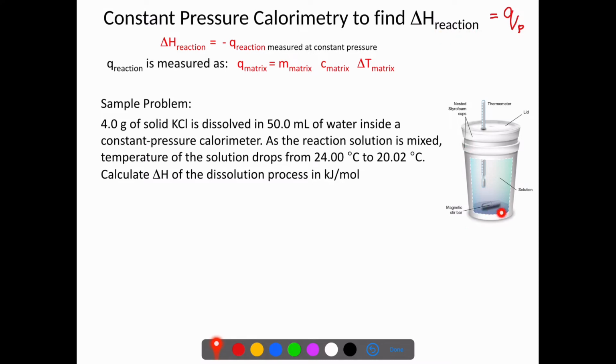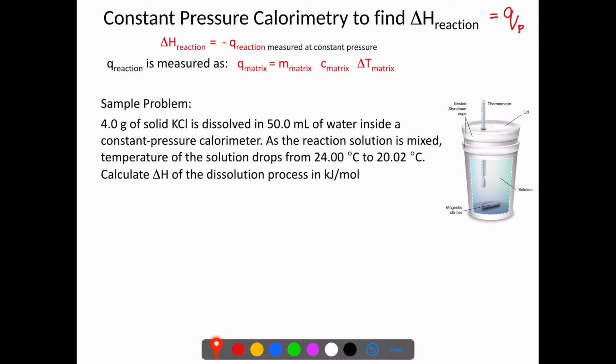So our styrofoam cup is a constant pressure calorimetry because any gases that are released can reach the atmospheric pressure. You're not sealing off this container. So this is a constant pressure calorimetry. Now these are the guiding equations, and we'll look at a problem and see how to use those guiding equations.